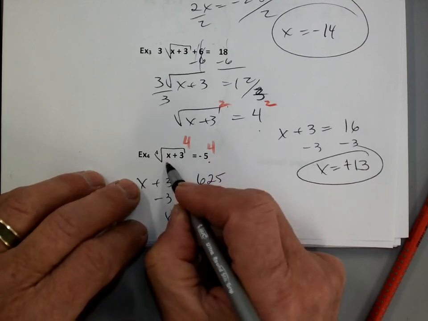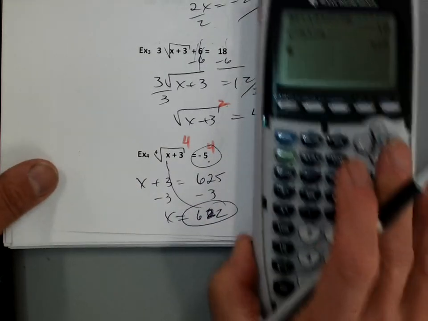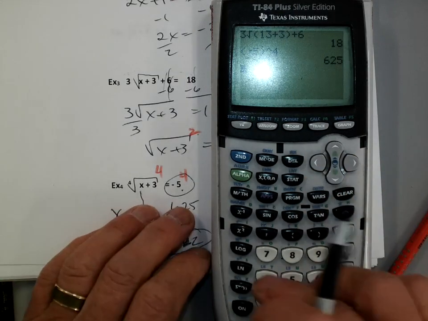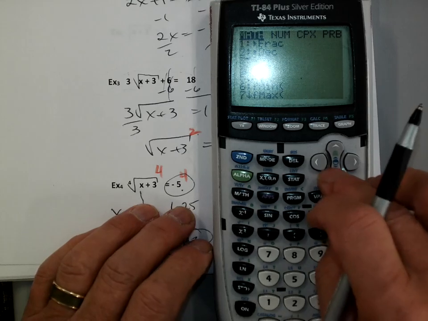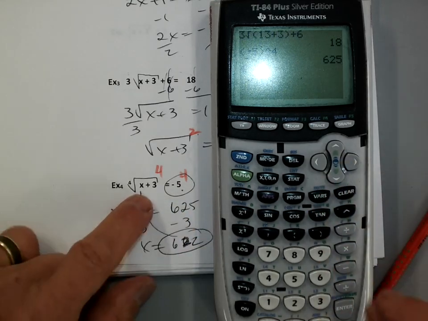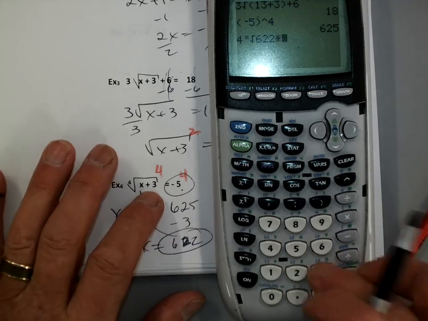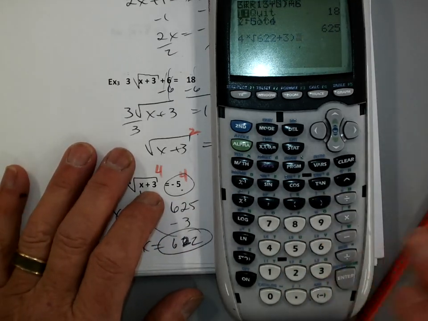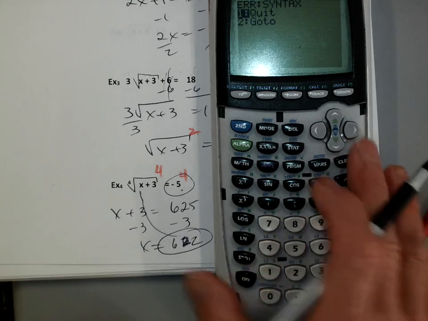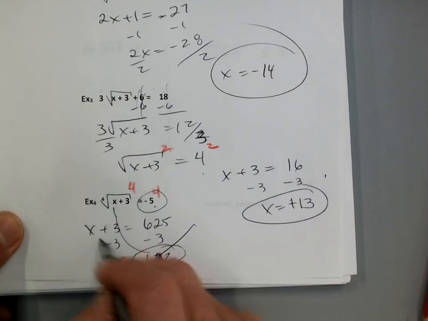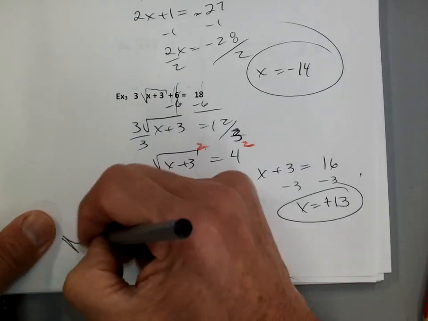So you plug it in. Let's see if it's going to equal negative 5. It's got to equal negative 5, right? So I'm going to go fourth root. In my calculator, I'm going to go 4, math, root of, and then I'm going to go my 622 plus 3, close parentheses. Am I going to get negative 5? No, it doesn't like it anyway. So it can't work. So you throw out the answer. It does not work. No solution.